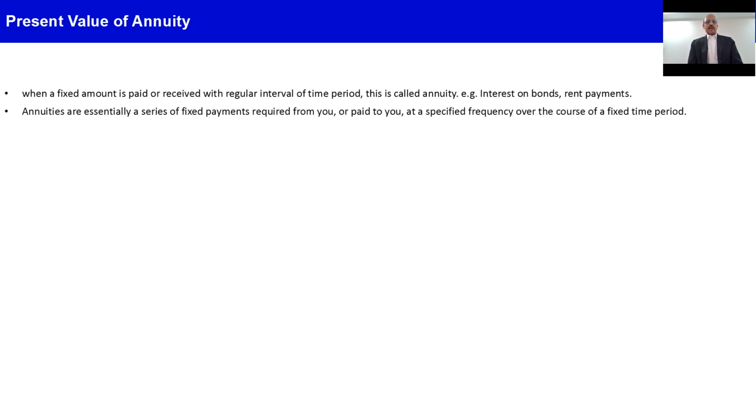Now let's see the annuity. What is an annuity? An annuity is basically when you receive or pay a fixed amount at a regular interval. For example, you have bond interest, which is paid every 6 months at a coupon rate. So that becomes an annuity. Similarly, rent payments we make in advance are also an annuity.